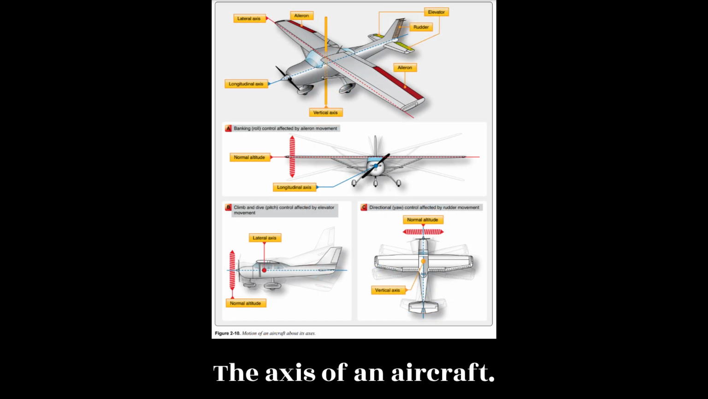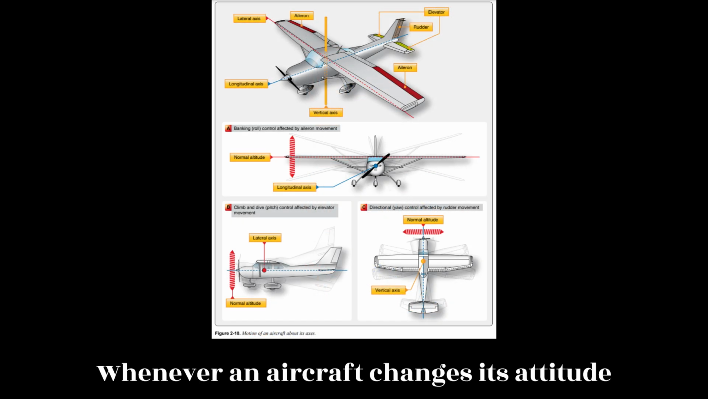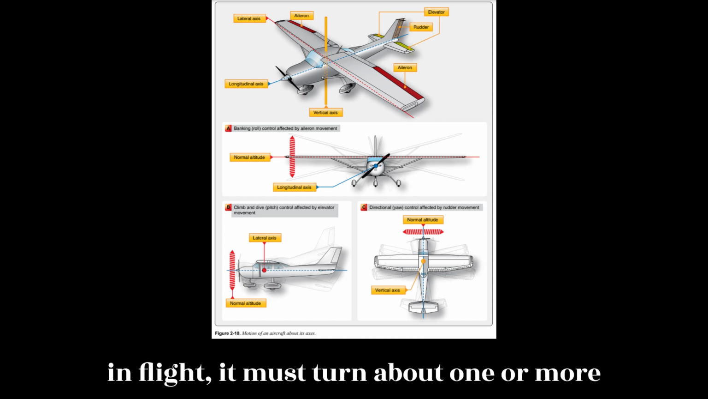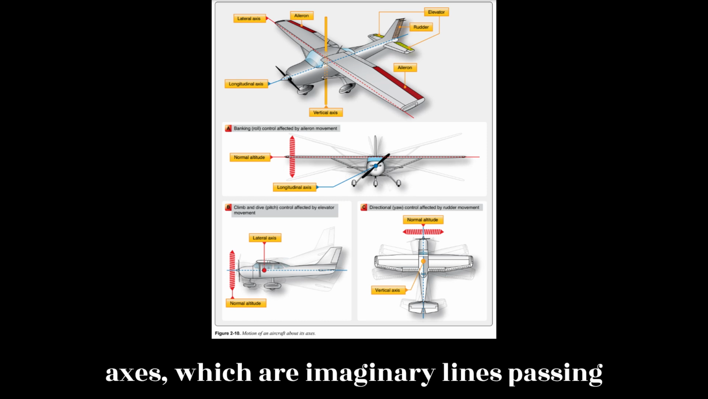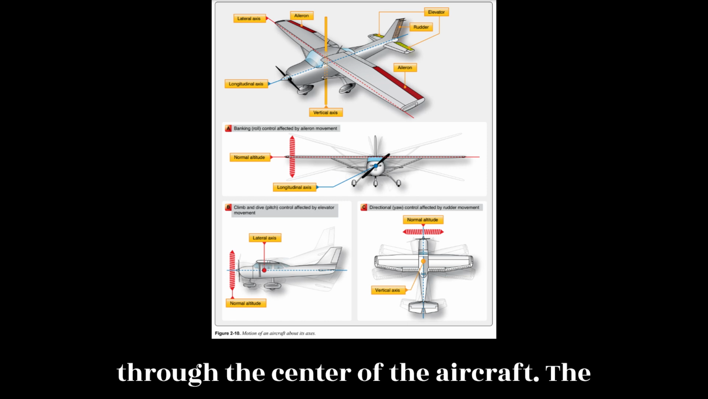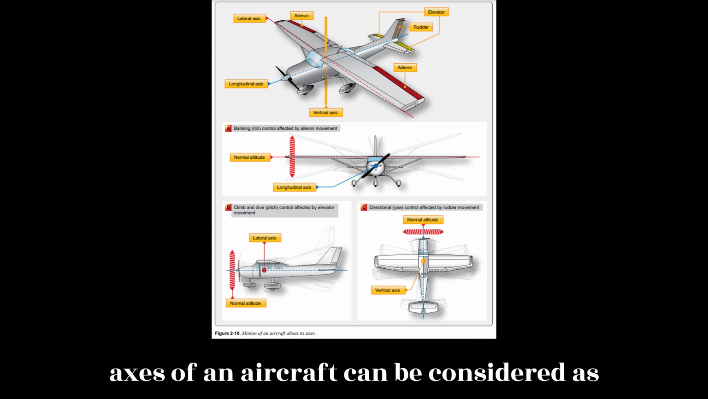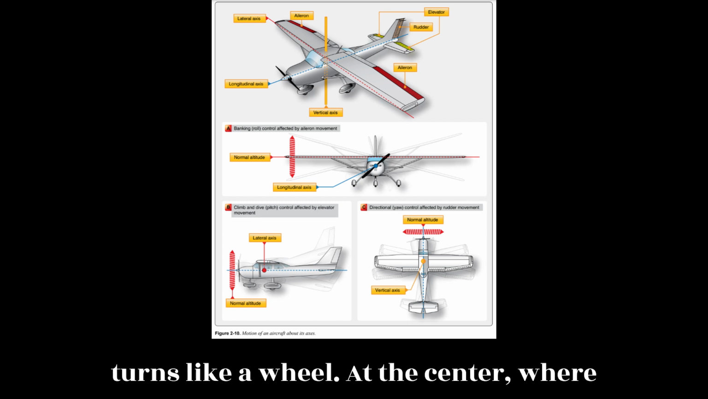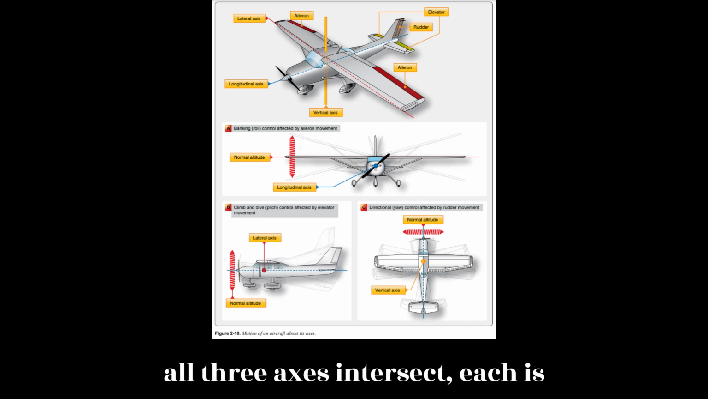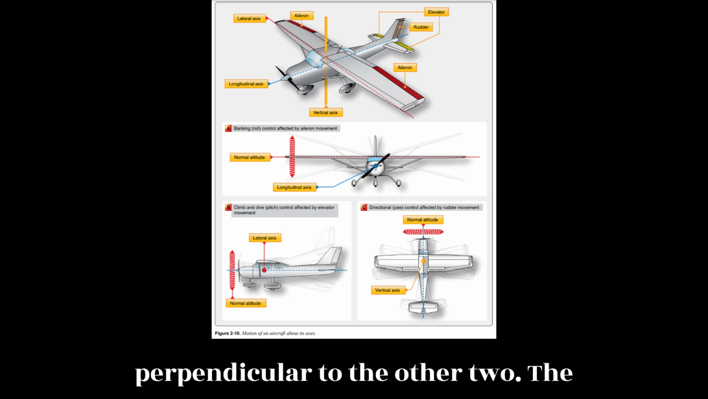The axis of an aircraft. Whenever an aircraft changes its attitude in flight, it must turn about one or more of three axes. Figure 2.10 shows the three axes, which are imaginary lines passing through the center of the aircraft. The axes of an aircraft can be considered as imaginary axles around which the aircraft turns like a wheel. At the center, where all three axes intersect, each is perpendicular to the other two.